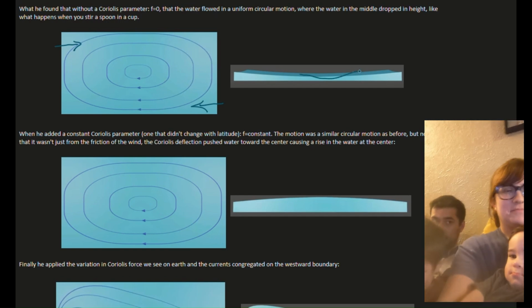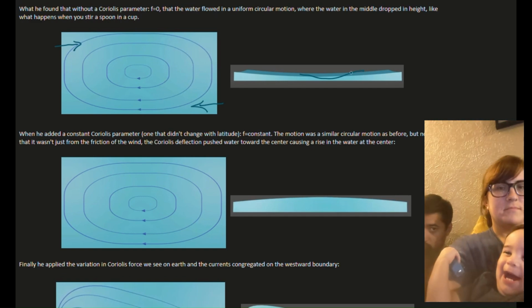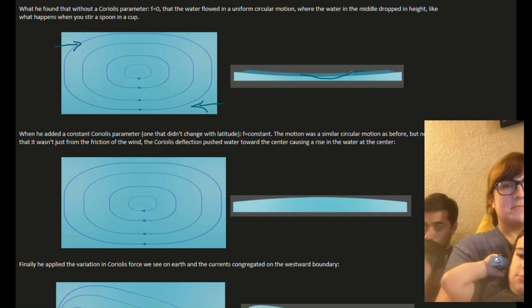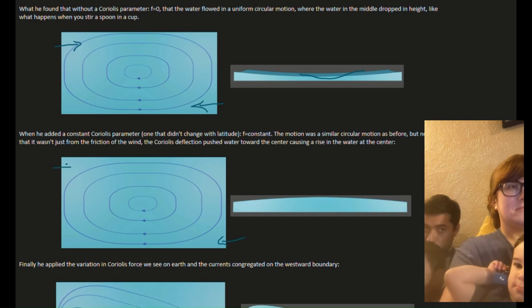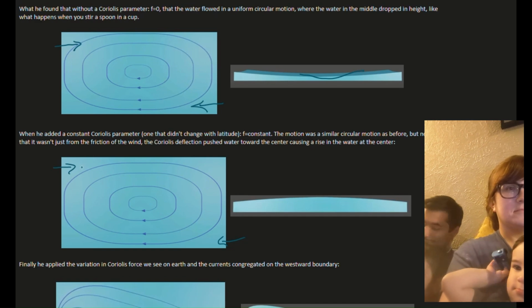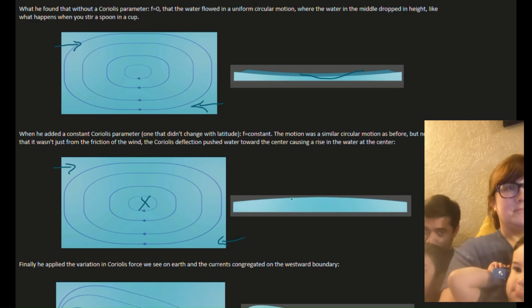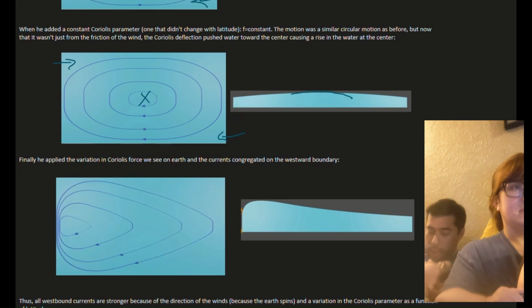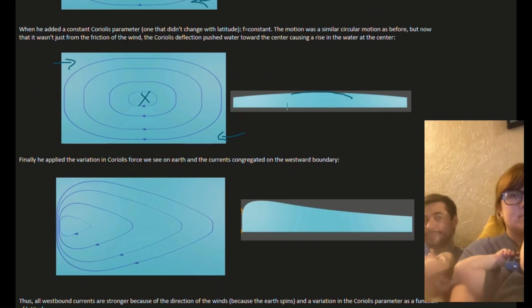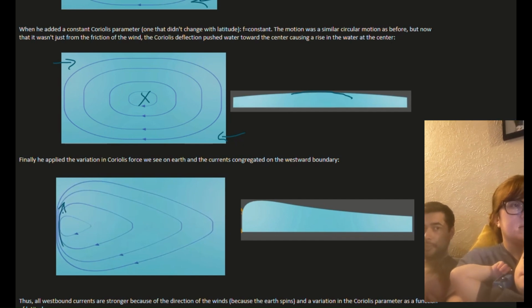Now, when he added a constant Coriolis parameter, one that didn't change with latitude based on where you are on the globe, he added the same winds, the same trade winds at the bottom and the westerlies at the top. He found a similar circular motion, but in this case, the Coriolis force was pushing water towards the center of the pool and created a rise in the water. And finally, when he varied the Coriolis force as a function of latitude, he found that water congregated on the western boundary, just like the western boundary conditions and all of our strong currents.